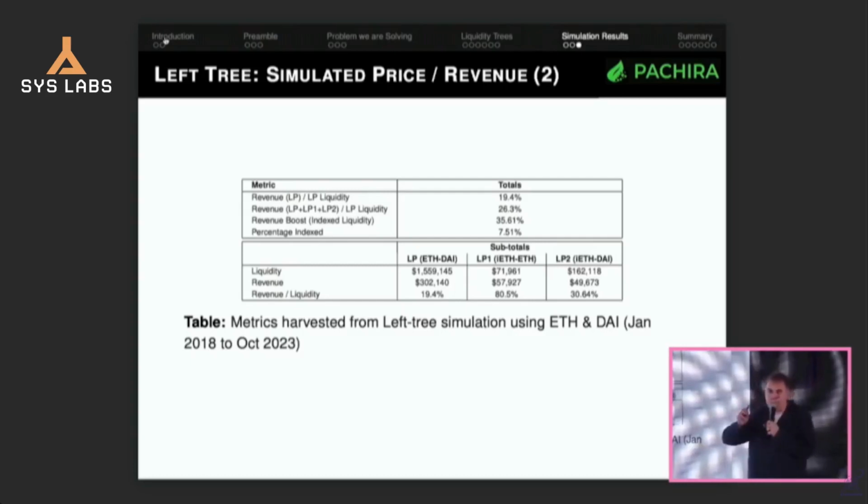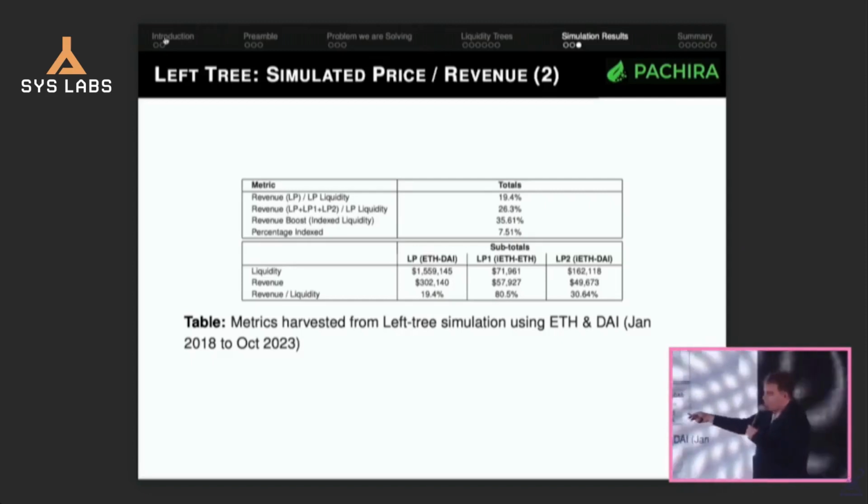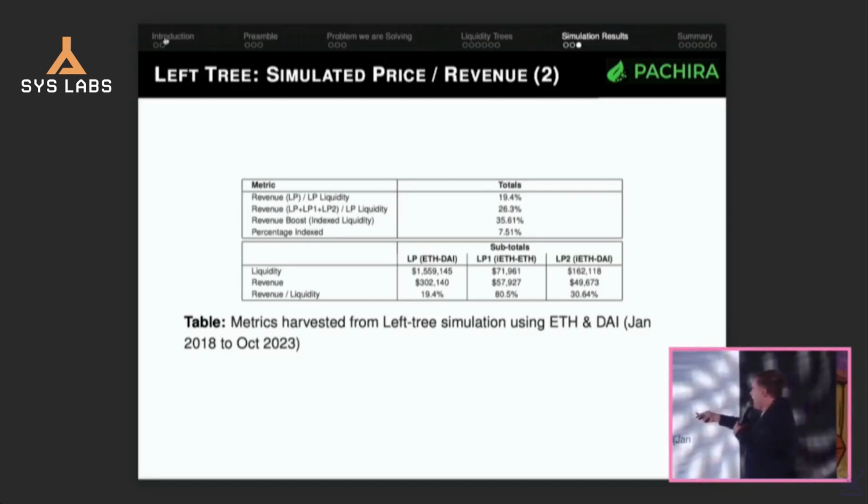Now, if we look at it as the individual pools, in this first column, we see a revenue from the parent of 19.4%, and then 80.5% from one child and 30.64% from the other. That's because anytime you make any kind of changes on the parent, the activity in the children is more exacerbated, and we see that consistently over and over again in our simulations. That's one of the interesting features of liquidity trees. And in this simulation, we only use 7.5% of index liquidity.